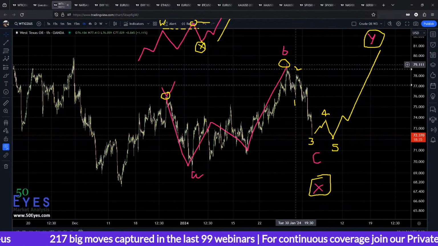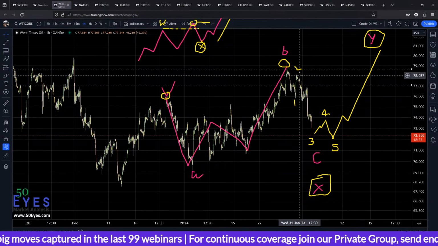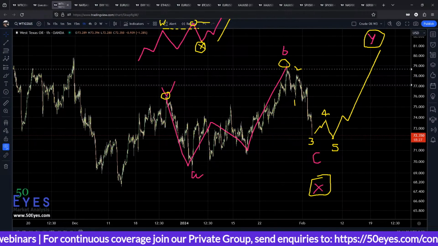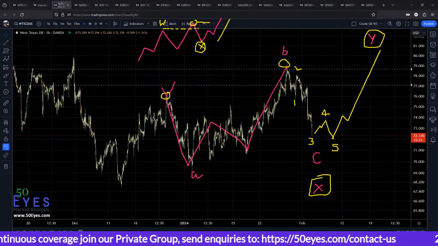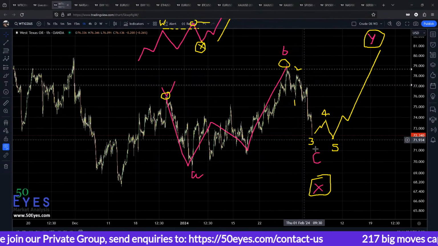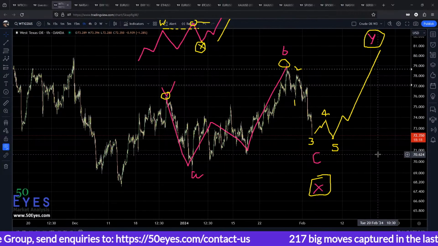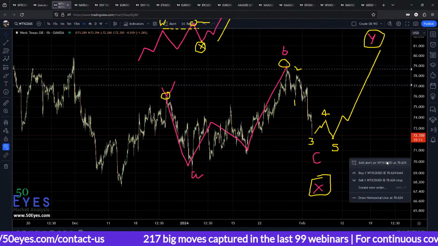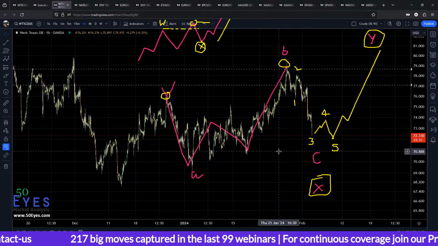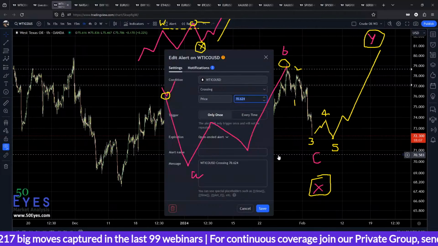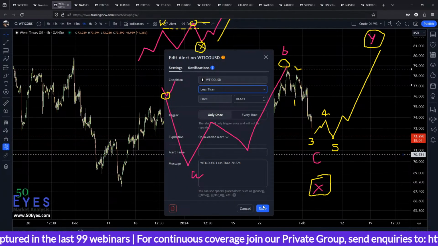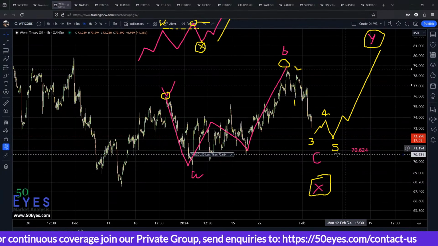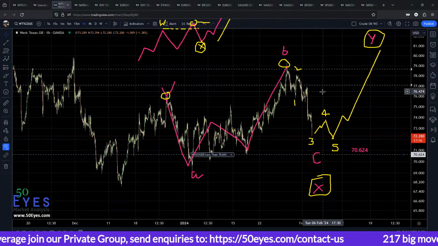Now, since this is extremely impulsive, that is, the down move is much faster than what we generally like to see, I believe that it will be reasonable to have a price level where we will be considering this as a very low probability scenario. So in this case, if the market goes below 70.624, then we are not going to consider this view any longer, right?